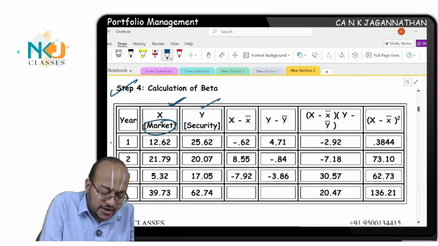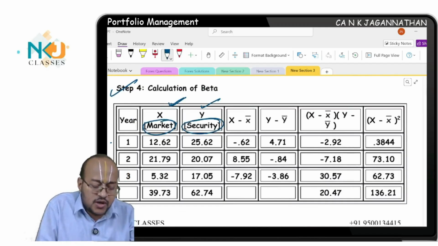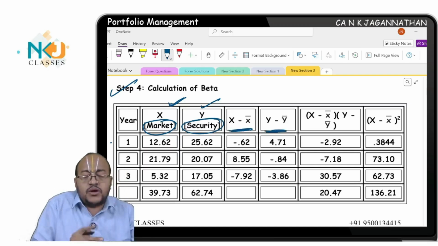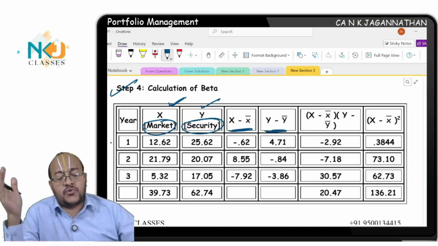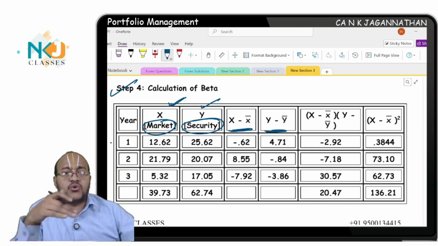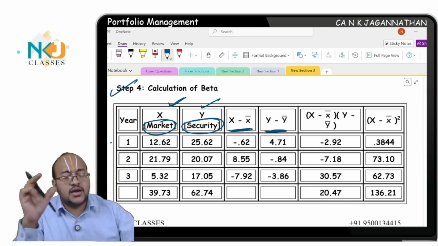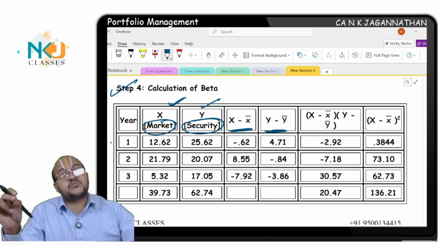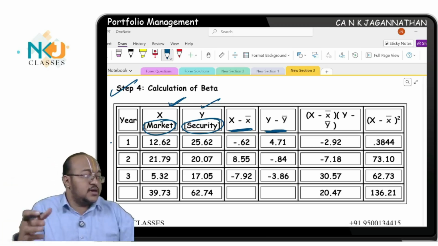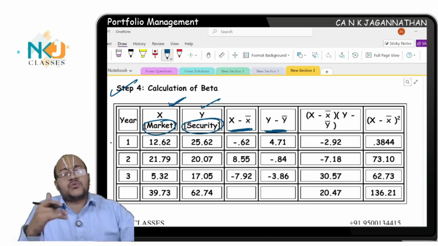Here x is market return, y is security return. Assume. Now x minus x bar, y minus y bar. Nothing new. For computing variance, you do the same thing. For computing the risk, standard deviation, you do the same thing. x minus x bar, then x minus x bar the whole square, and y minus y bar the whole square.